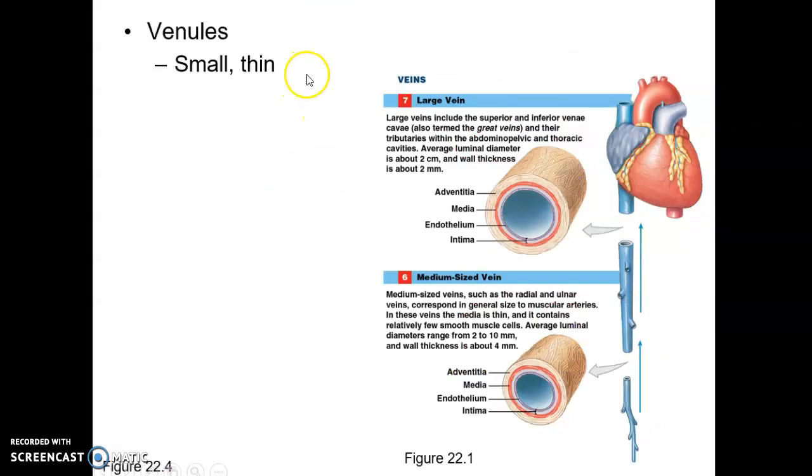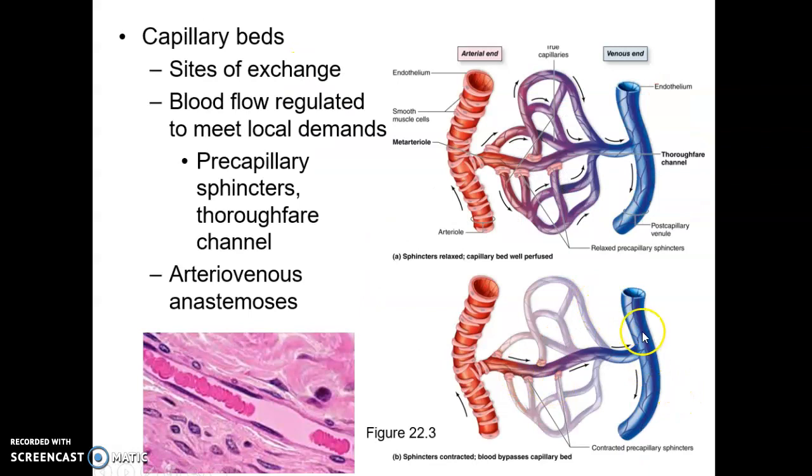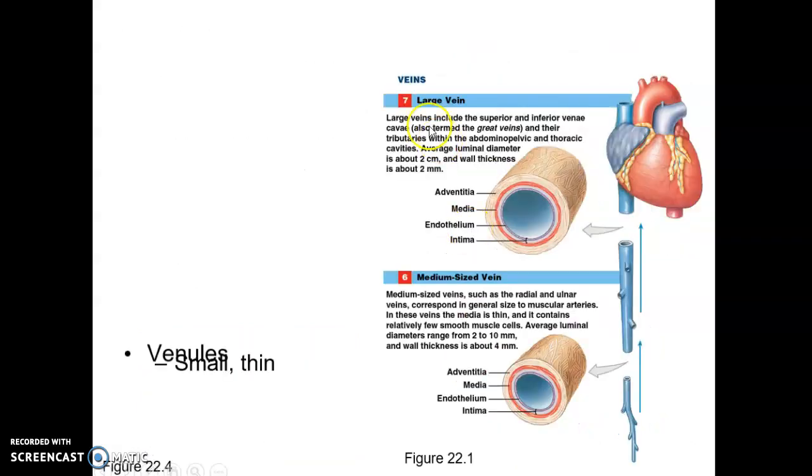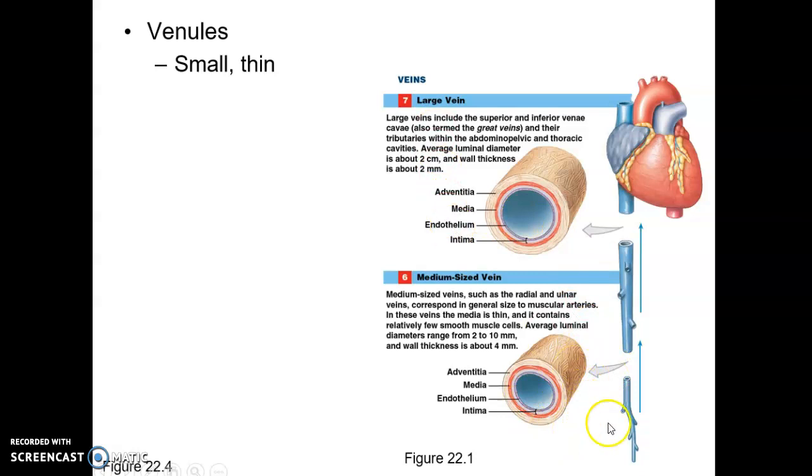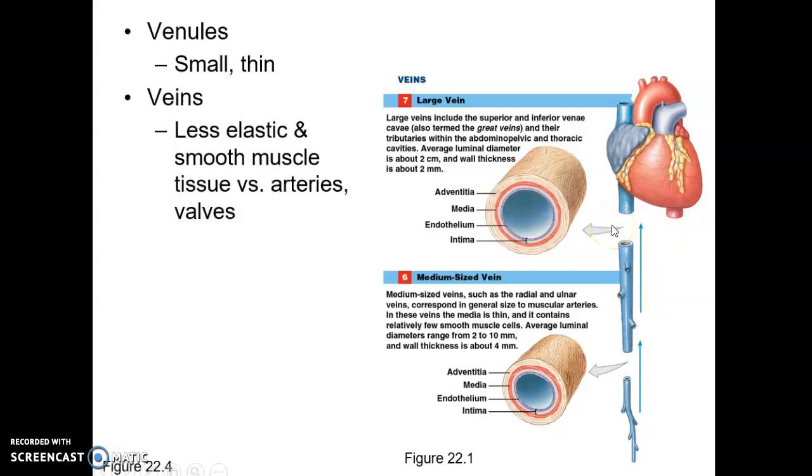So let's move on to the venules. The venules drain the capillary beds. Notice the post-capillary venule. They are small and thinly walled down here. Actually, I don't even have a picture of a venule, but then down here at the very bottom. And one reason why they're so thin, all the veins, is because the blood pressure has dropped considerably at the capillary beds, and then even further through the veins, venules and veins.